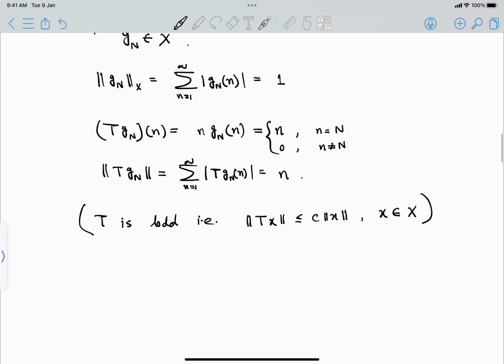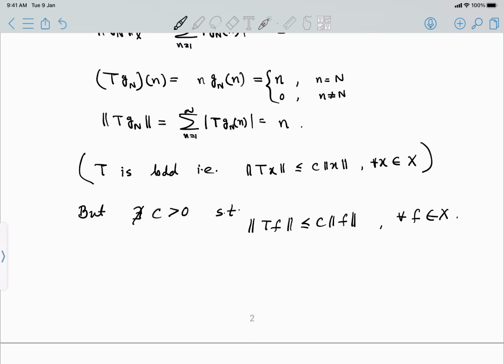But note that there does not exist any positive C such that norm T of F is less than C times norm F for all F in X.